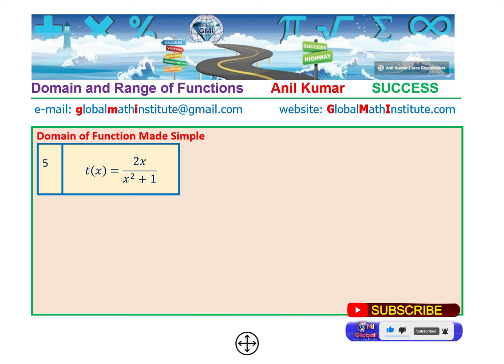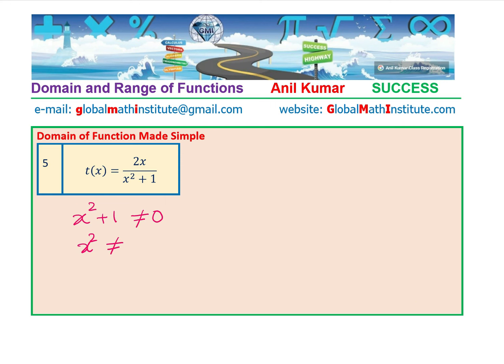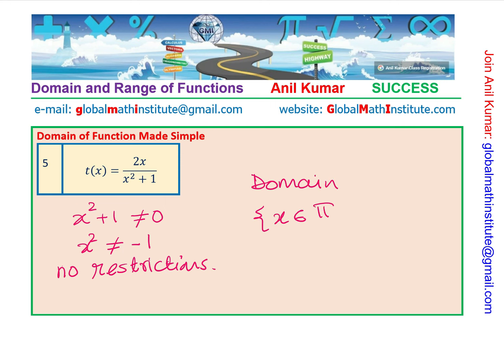Great. Question number 5 here is r of x equals 2x over x squared plus 1. So x squared plus 1 should not be equal to 0, right? So that means x squared should not be equal to minus 1. Now we know a square is always positive. So there are no restrictions, right? So we can say there are no restrictions. Perfect. And therefore, in this case, we have a domain which is x belongs to the set of real numbers.